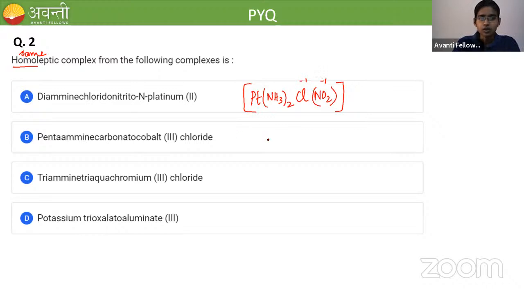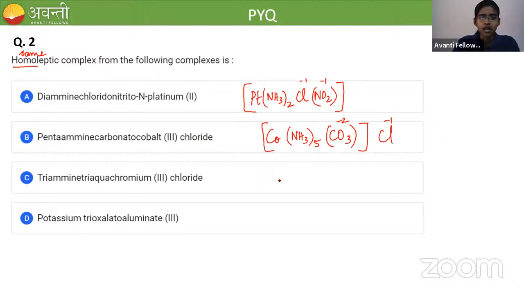And coming to option B, it is pentaamine. It is NH3 5 times, carbonato, the CO3, and cobalt chloride. So chloride is out. Carbonato has 2 minus charge, and here if I put only one chloride outside, it will be +3 for cobalt.